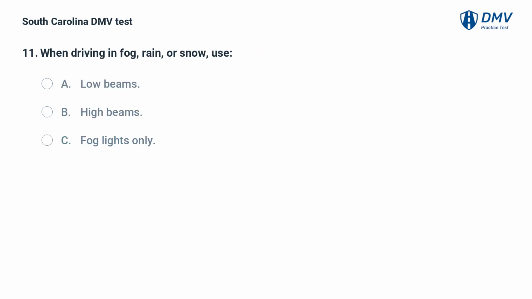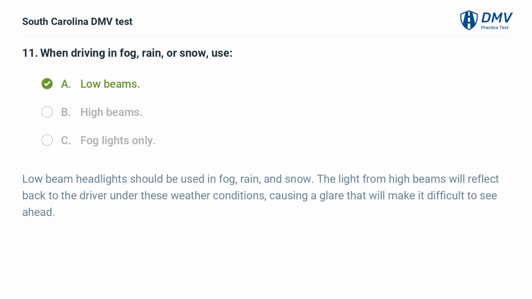When driving in fog, rain, or snow, use A. low beams. B. high beams. C. fog lights only. A. low beams. Low beam headlights should be used in fog, rain, and snow. The light from high beams will reflect back to the driver under these weather conditions, causing a glare that will make it difficult to see ahead.